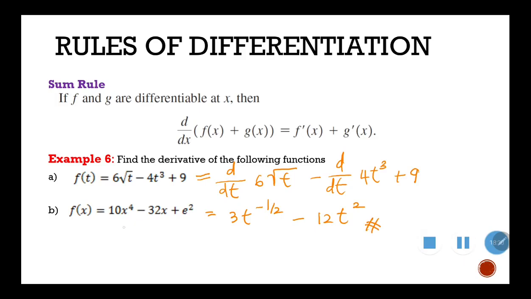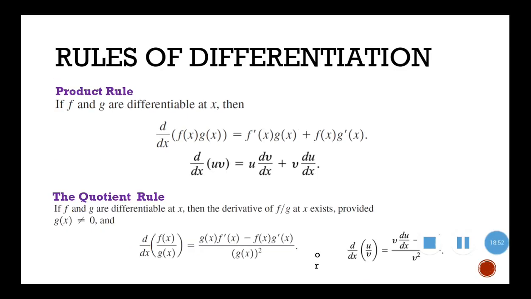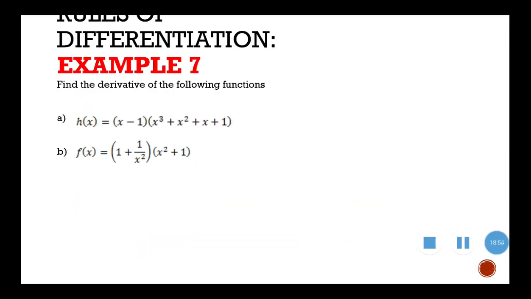Okay, for this one here, again we differentiate it one by one. So f prime x should be 40x cube minus 32. Okay, so now let's look at example 7. So we try to solve A here.